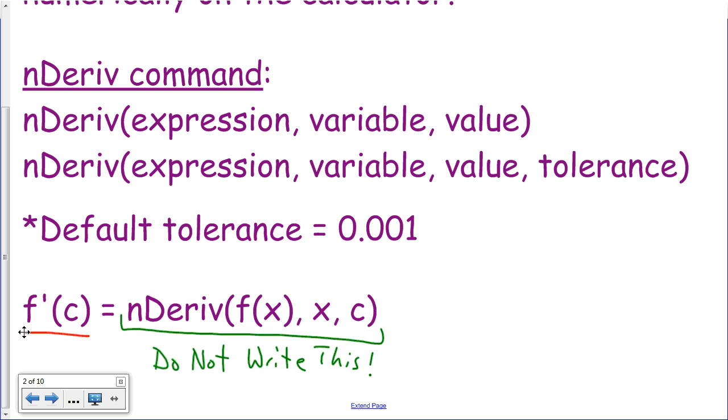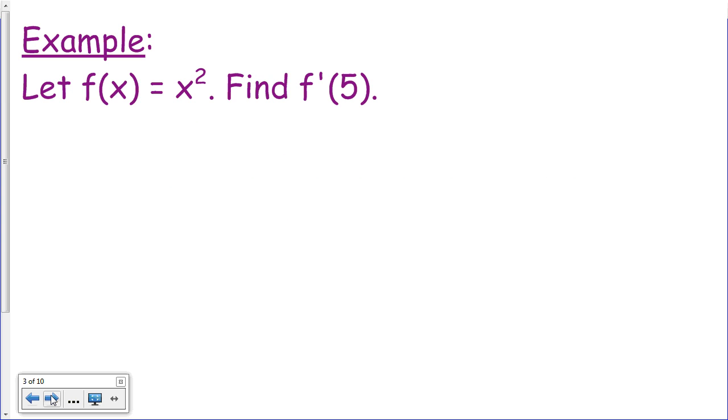Let's try an example of that. Take a look at this function here. F of x is equal to x squared. And we want to find f prime of 5. So f prime of 5 is equal to, now again, if you were working in the last section on a problem like this, you would actually have to go through that limit as x goes to 5, in this case, of f of x minus f of 5 all over x minus 5. And you have to solve that out step by step to find out what this is equal to. We're going to use our nderiv command to do this.